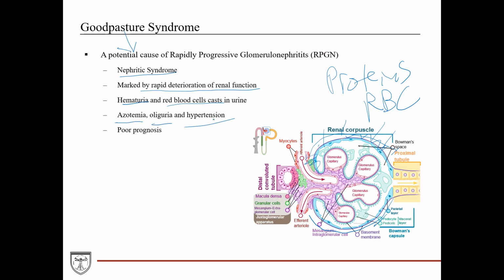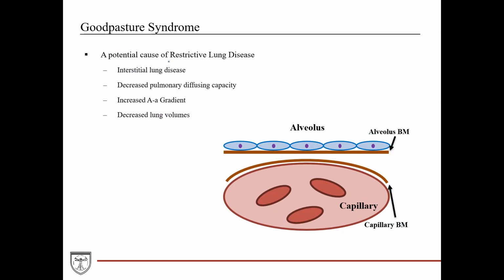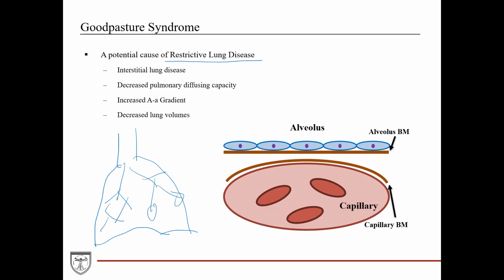And unfortunately, because of this significant breakdown of the basement membrane and deterioration in renal function, these patients have a very poor prognosis and often end up having to go on dialysis and eventually get a kidney transplant. It's also a potential cause of restrictive lung disease. So you have the lungs like this, you have the trachea, and then remember it branches out like this, and branches out like this. And you have your alveoli like this at the end of these.